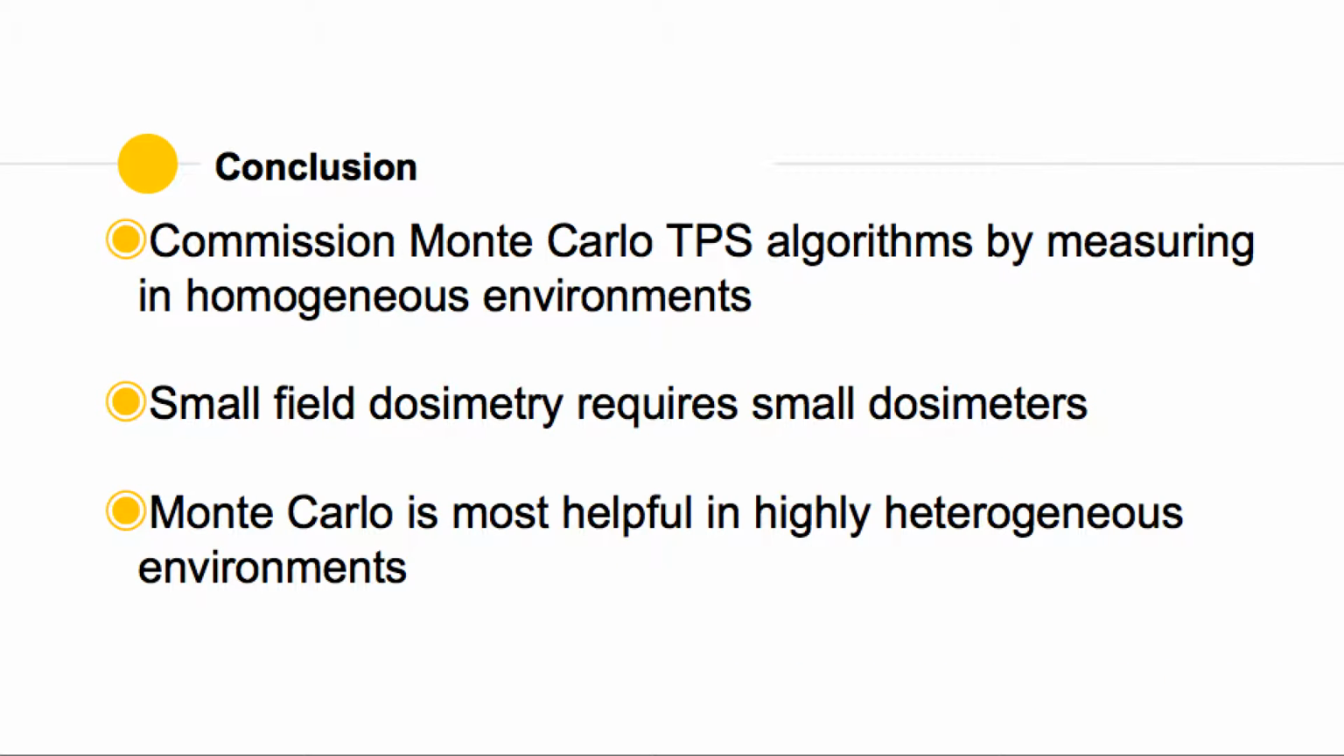So in conclusion, as part of the commissioning process for hyperfractionated planning, Monte Carlo TPS algorithms should be measured in heterogeneous environments. Also, small field dosimetry requires small dosimeters, often using different signal collection means than standard ion chambers. And finally, Monte Carlo is the most accurate calculation algorithm and is most helpful in highly heterogeneous environments.